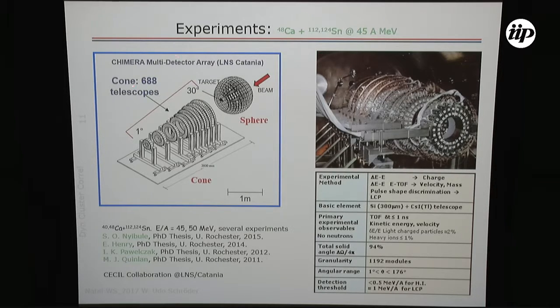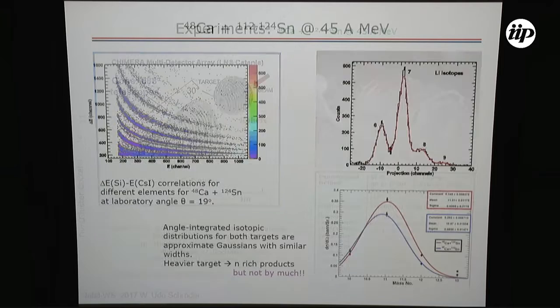This is the Chimera detector, which has something like 2,000 different detector modules. This is a picture of the actual cone, which is the forward region, which has a lot of detectors in order to allow very sensitive, very high resolution angular correlation measurements. So you can imagine that it takes a long time to actually do the analysis of these data. And so a number of students were involved in these reactions.